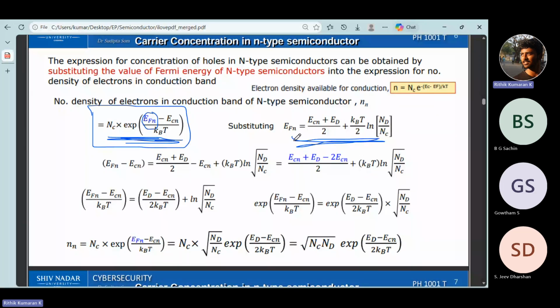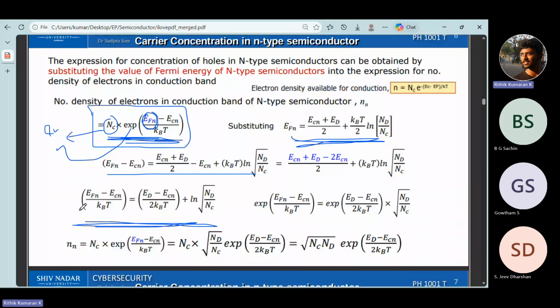What you do, you just substitute it here. To make things simpler, get this NC on the opposite side. The exponential goes there and becomes a natural log. Then you can substitute the Fermi level. So it becomes a beautiful equation. You just add it up, take the LCM, and you will end up in this beautiful equation.